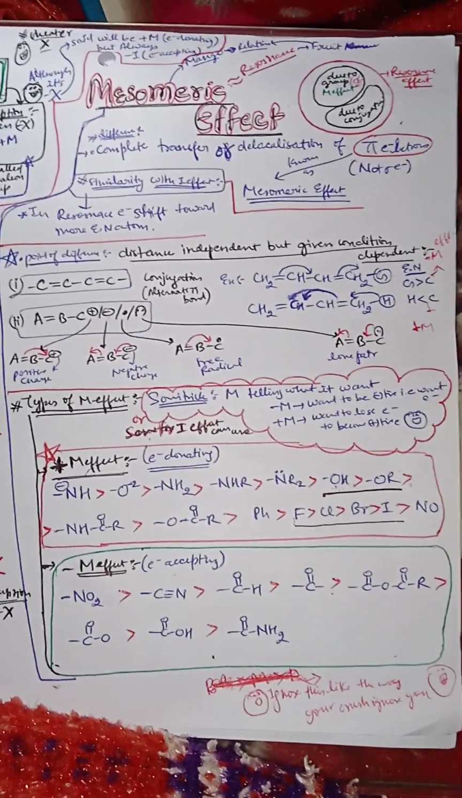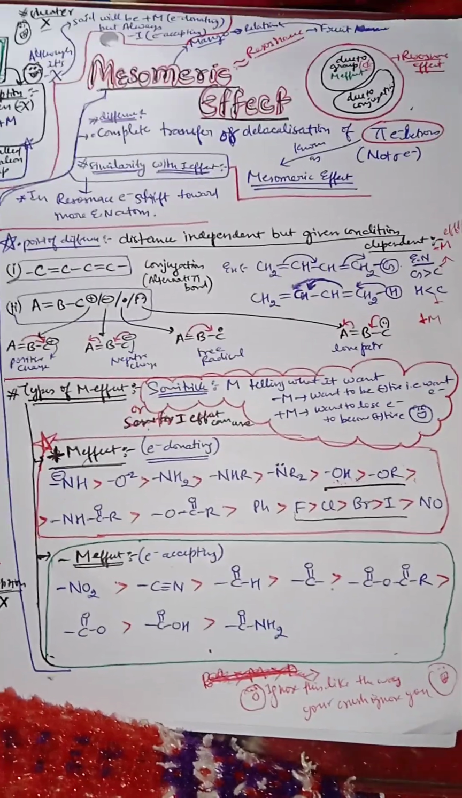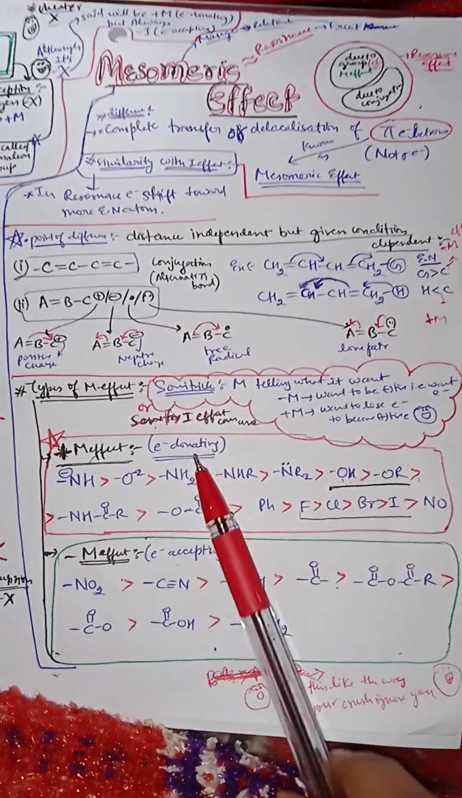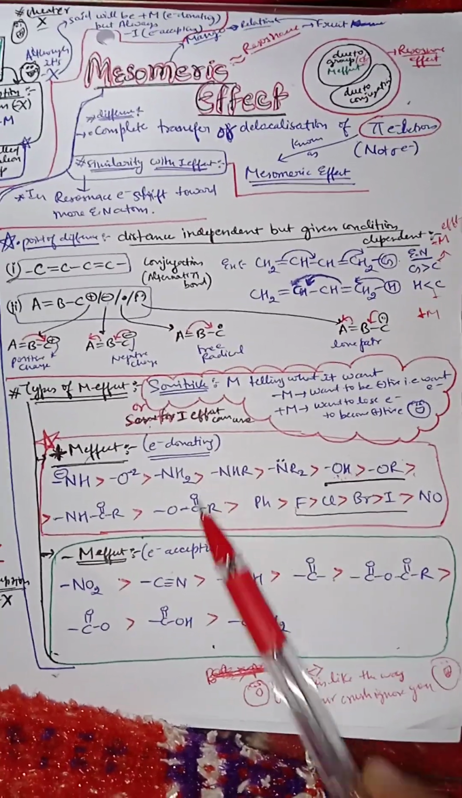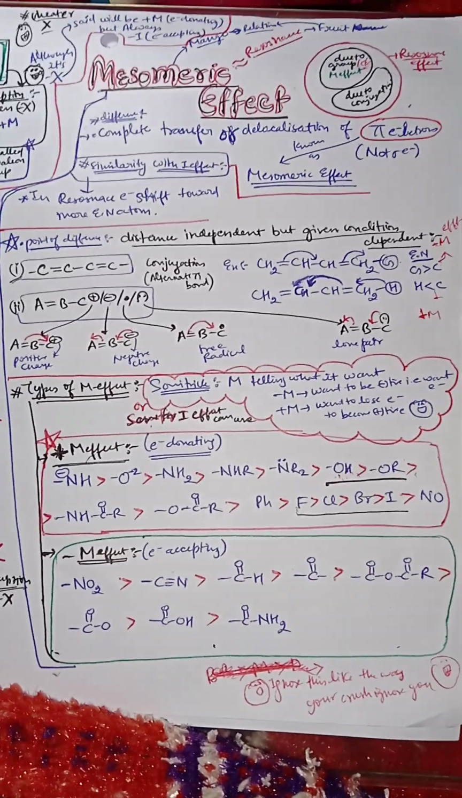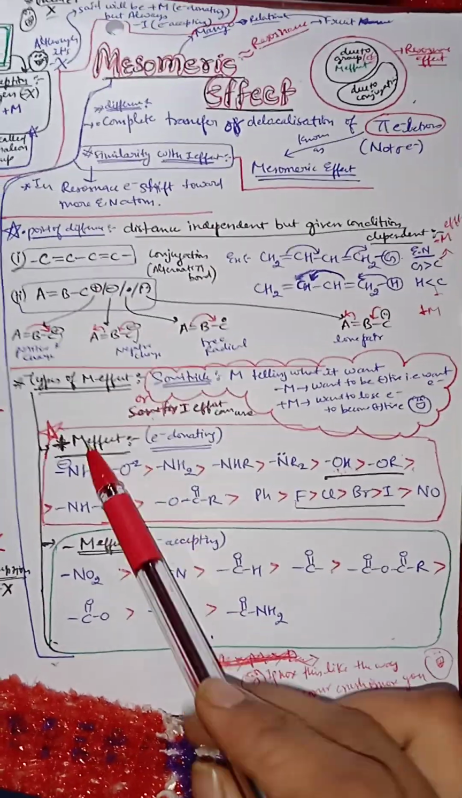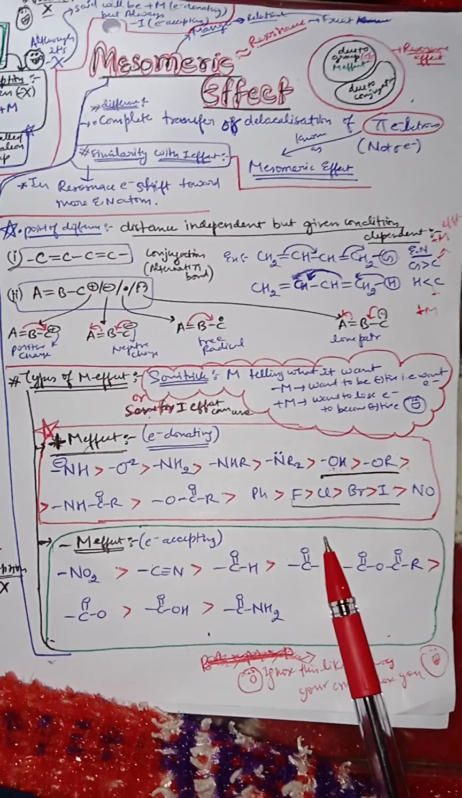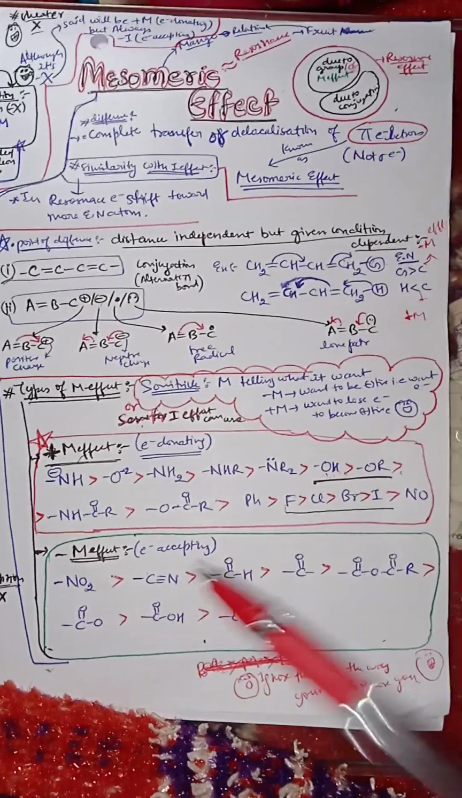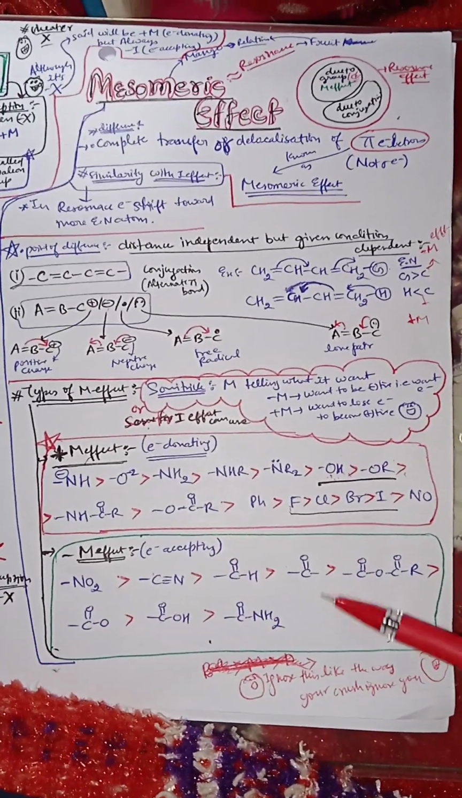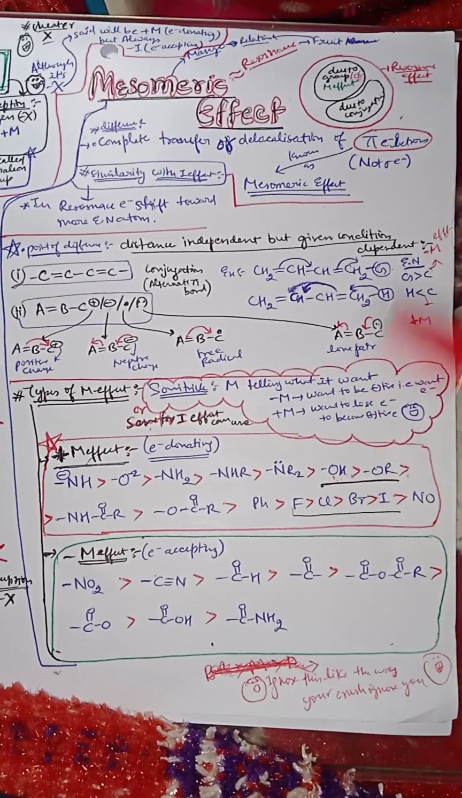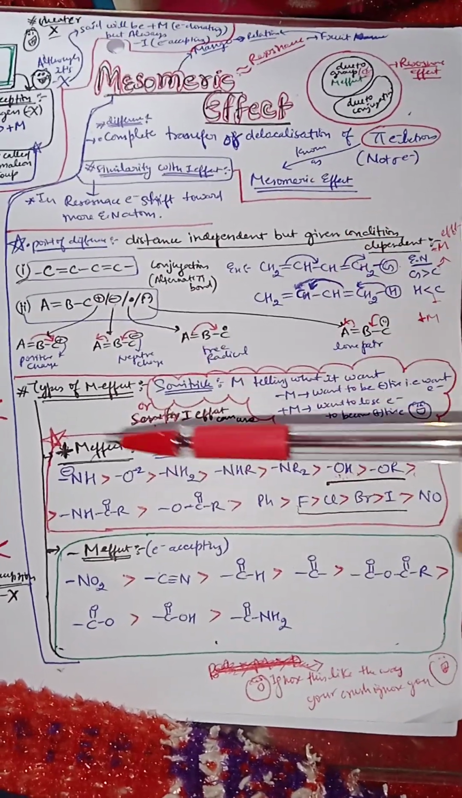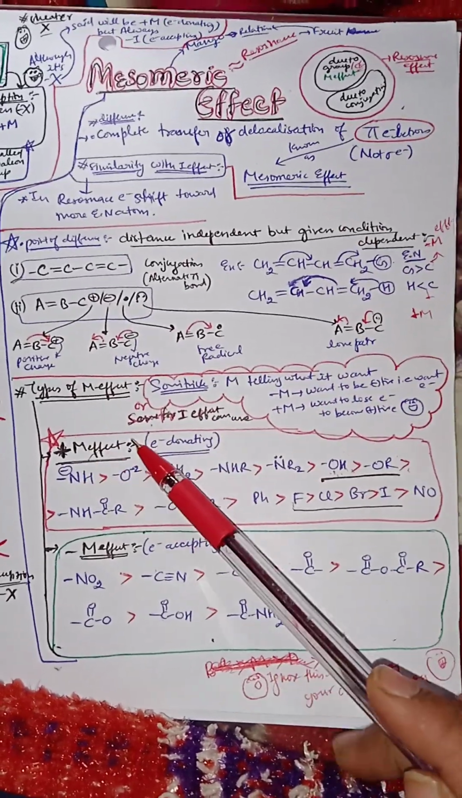Now the advice I will give you is that the most important order you will see in questions more often is plus M effect. But if you learn the minus M order, which is a little easier, then the rest you can automatically guess in plus M effect.